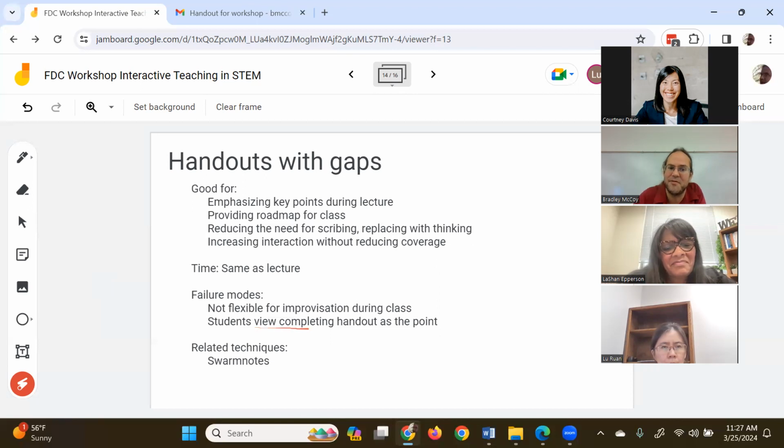This could backfire if the students say that filling out the worksheet is what's important, rather than understanding what's going on, emphasizing those key ideas. So be a little bit careful with that.